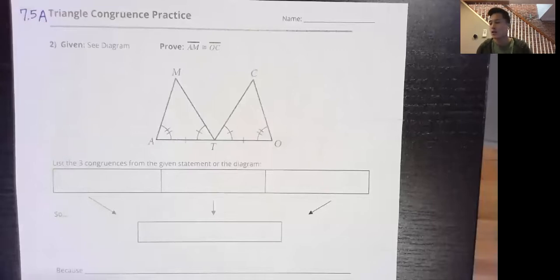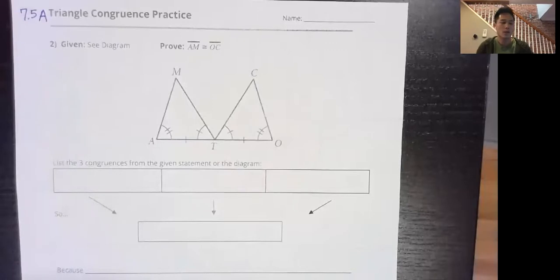In this video I want to review page 2, which is problem 2 from the lesson 7.5a classwork. From what I saw, some of you are doing this just right, and a couple of you are filling it out and making some common mistakes, so I want to address those.